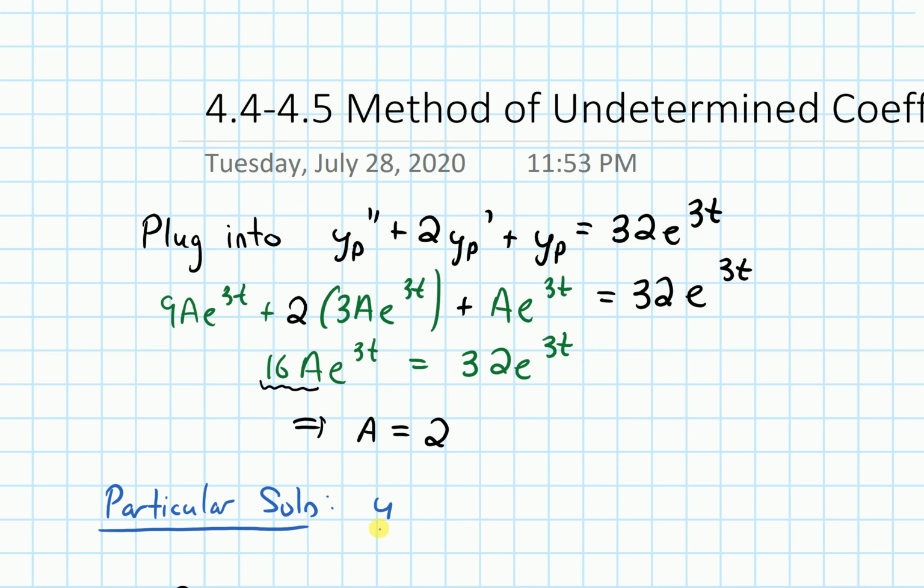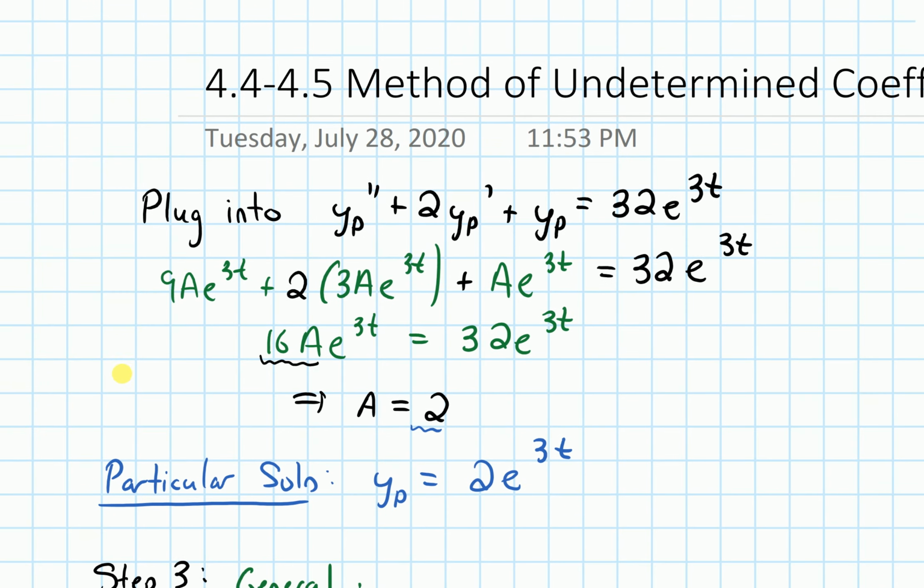All right, so we are ready to write down a particular solution now. So y sub p, a particular solution. So we write 2 as the coefficient of our guess. So it would be 2 e to the 3t. That is our particular solution. This is one particular solution.